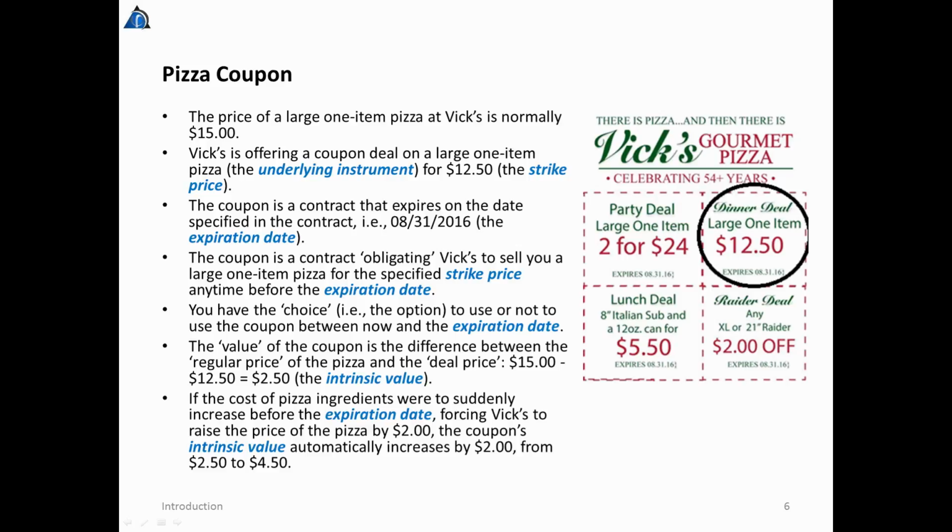If the cost of pizza ingredients, say, were to suddenly increase before the expiration date, forcing Vic's to raise the price of the pizza by $2, Vic's is still obligated to honor the coupon. But the coupon's intrinsic value now has automatically increased by $2 because the pizza is now up to $17 regularly, but the coupon still entitles you to buy it for $12.50. Therefore, the intrinsic value of the coupon has risen from $2.50 to $4.50.